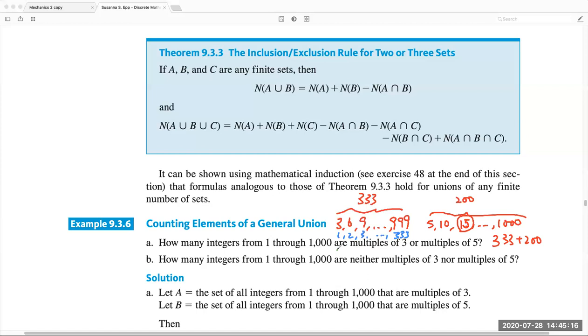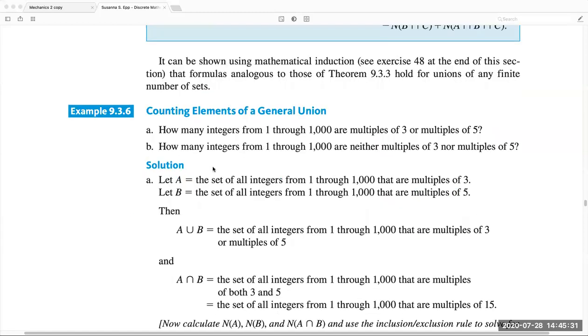They're divisible by 15. Yeah, so you can say they are the multiples of 15. So let's just do it like this one. Let A be the integer that is a multiple of 3, and B be the integer that is a multiple of 5. Then we need to make use of that formula.